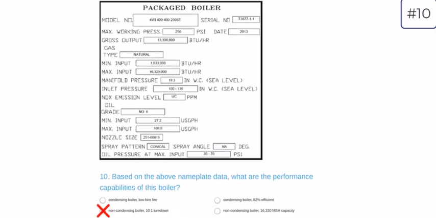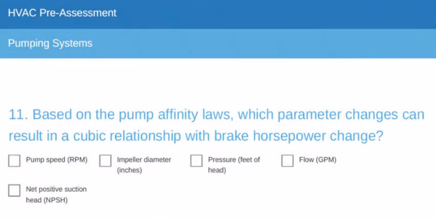So of these options, a non-condensing boiler with 10 to 1 turn down is the most apt description of this piece of equipment. Moving on to pumping systems, question 11 is about the affinity laws and asks which of these parameters has a cubic relationship with horsepower change.